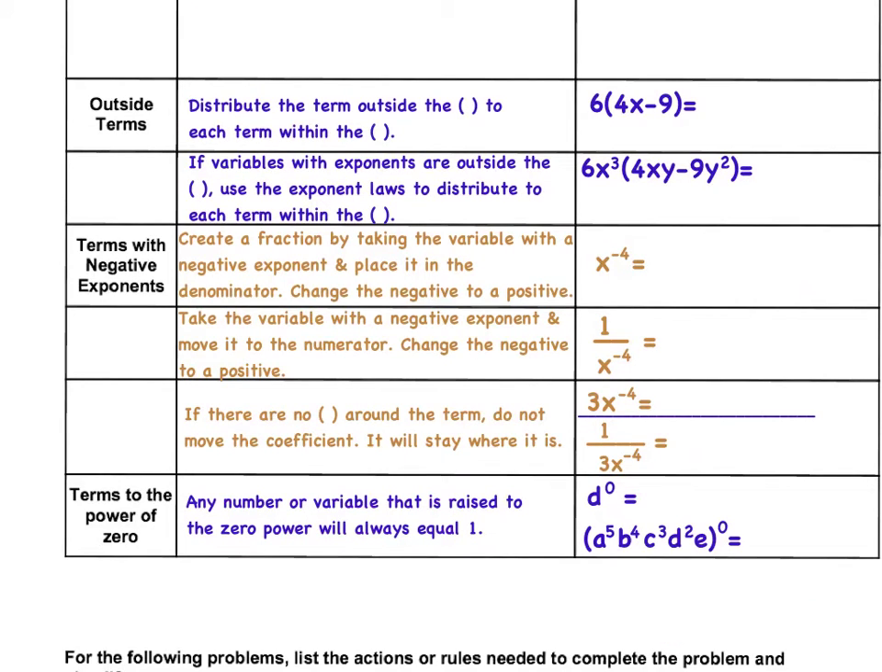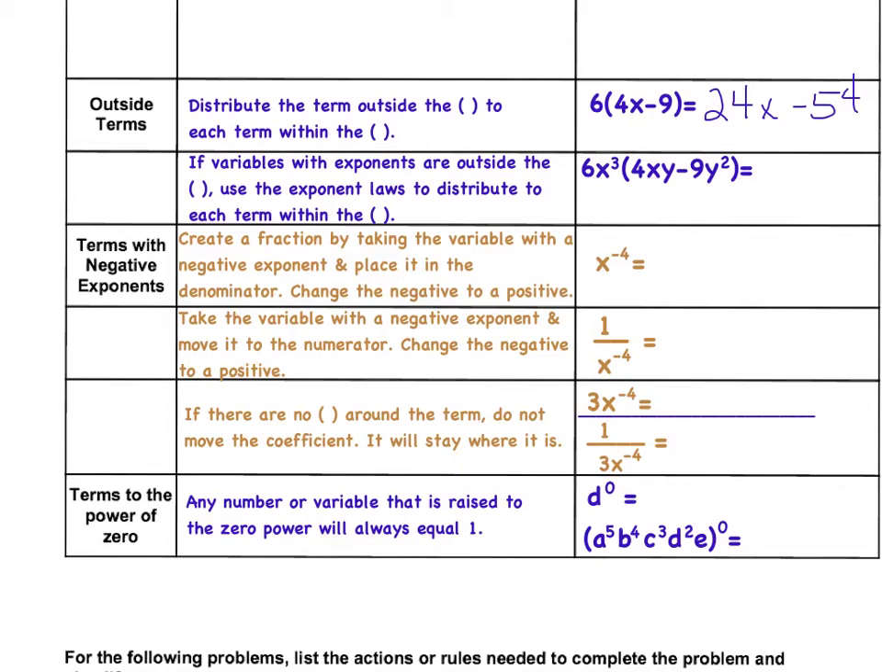Now if we look at our example, the term that's on the outside, which is the 6, should be multiplied or distributed to each term that is inside or within the parentheses. Now this is something you have done in Algebra 1 and in Algebra 2 already. So let's go ahead and do this example. We have 6 times 4x, which is 24x. And then I will multiply the 6 to the negative 9, which would be negative 54. And there's your answer.